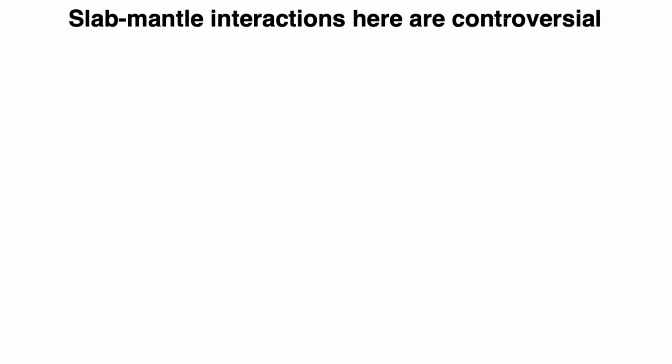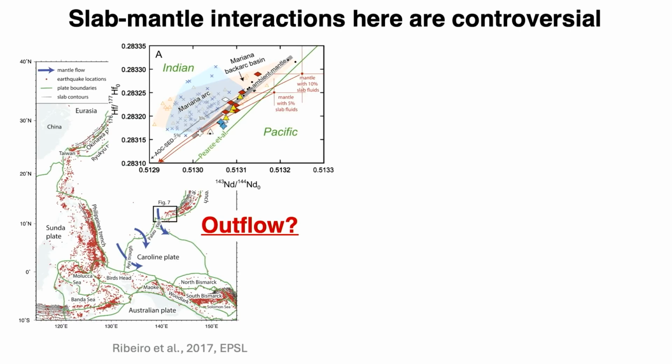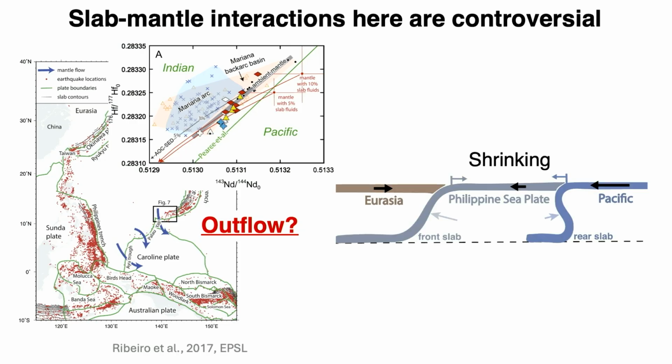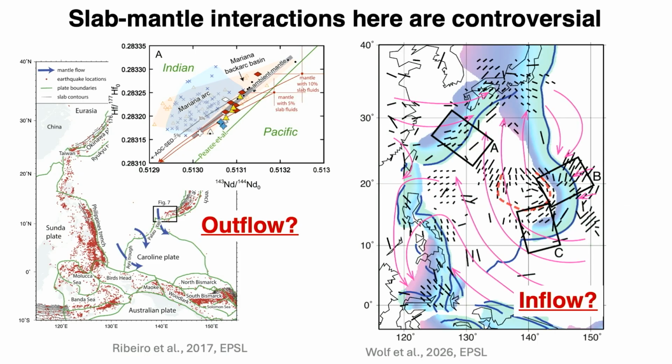And constraining these interactions is quite difficult, especially in this tectonically complex region. Here, some geochemical studies say the mantle is being squeezed out of this region, caused by this shrinking surface. But at the same time, some geophysical studies say the mantle here may instead flow into these regions. And this mantle flow pathway matters because it shapes the slab-mantle interactions and also influences where the earthquakes and volcanoes may occur.